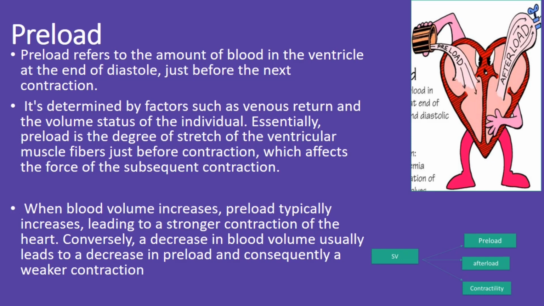Preload. Preload refers to the amount of blood in the ventricle at the end of diastole, just before the next contraction. It's determined by factors such as venous return and the volume status of the individual. Essentially, preload is the degree of stretch of the ventricular muscle fibers just before contraction, which affects the force of the subsequent contraction. When blood volume increases, preload typically increases, leading to a stronger contraction of the heart. Conversely, a decrease in blood volume usually leads to a decrease in preload and consequently a weaker contraction.